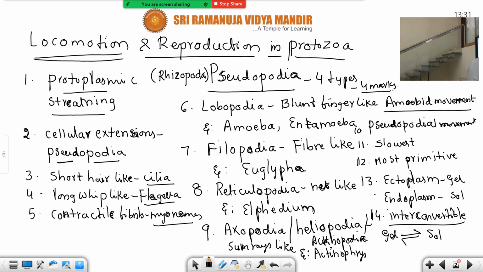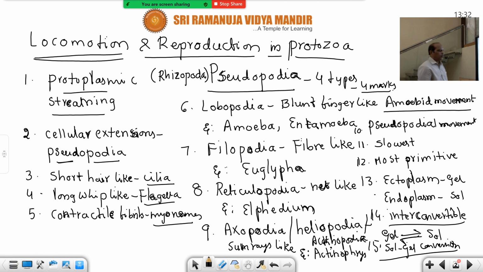That's why this amoeboid locomotion is explained by this theory, which is called sol-gel conversion theory, because both are interconvertible. That's why this theory is called the sol-gel conversion theory. Sol is converted into gel by losing water molecules, and gel is converted into sol by gaining water molecules.